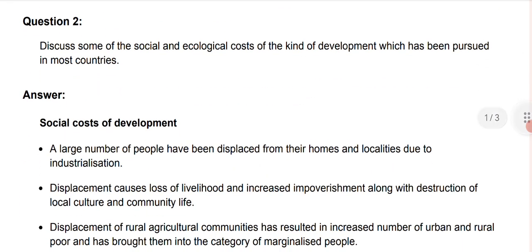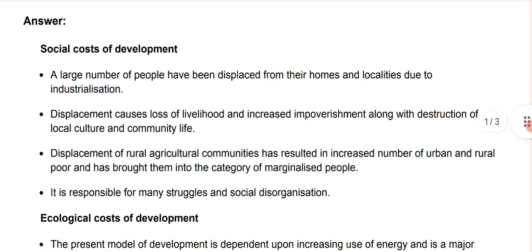The second question: we have discussed some of the social and ecological cost of the kind of development which has been pursued in most countries. So discuss some of the social and ecological cost of development. First, the social cost of development.